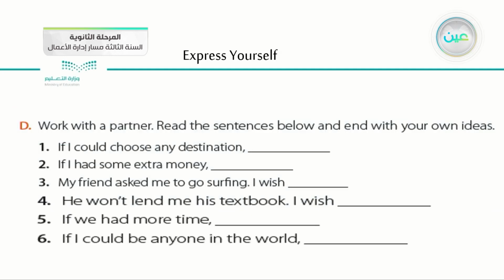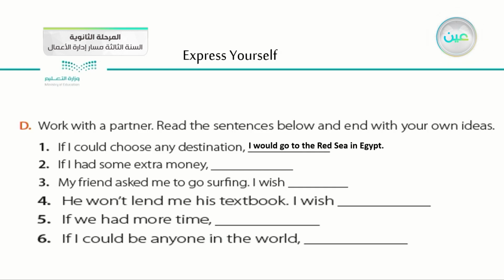Of course, here we have an exercise which is very important. We'll go over this exercise together, guys. Work with a partner, read the sentences below, and end them with your own ideas. So here is your job, guys: to end these sentences with your own ideas. Let's go over the first one. If I could choose any destination, let's see, what is it? I would go to the Red Sea in Egypt. That's very good, guys. Good job.